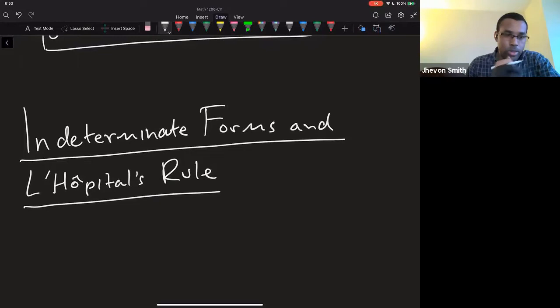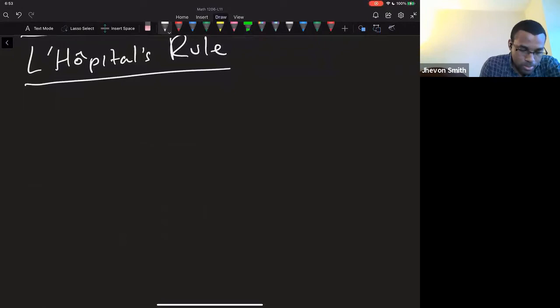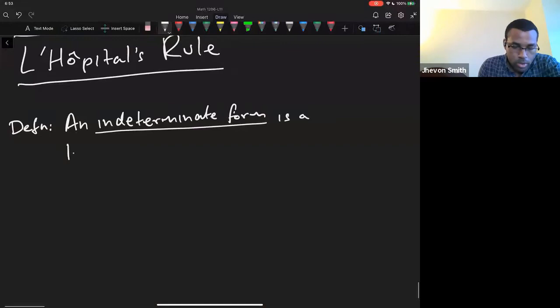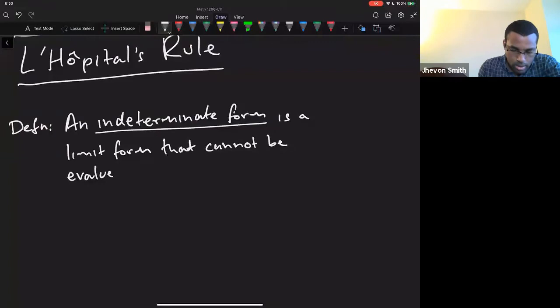So what is an indeterminate form? An indeterminate form is a limit form. So it's like you're trying to take a limit and you're looking at the form that limit is going to take, like how is it going to behave. So it's a limit form that cannot be evaluated at face value.